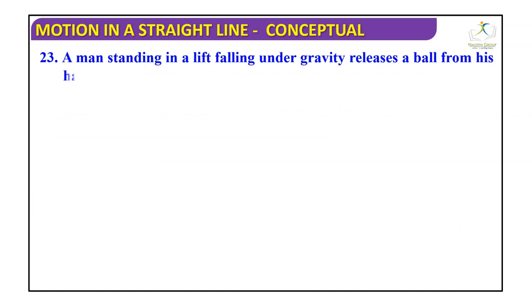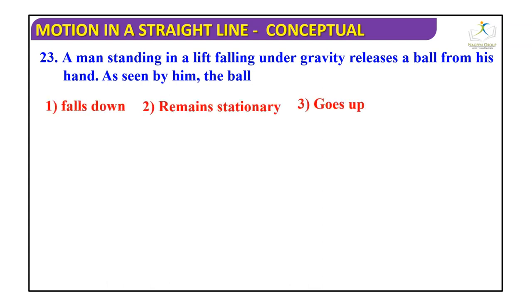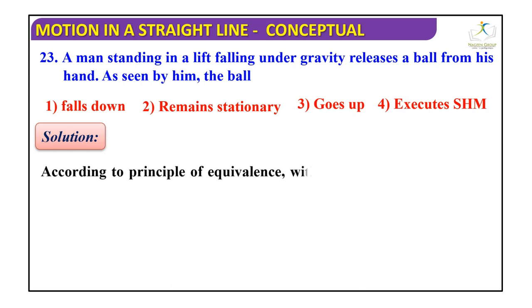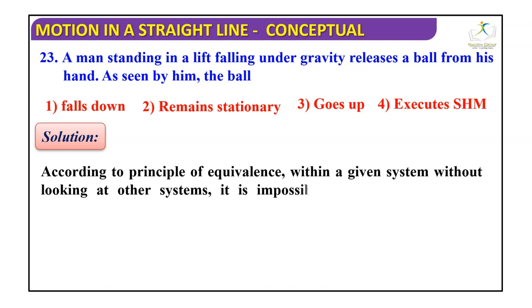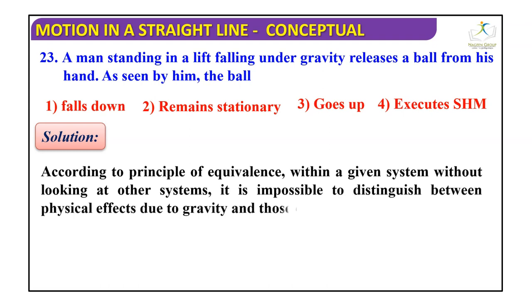Next question is, a man is standing in a lift falling under gravity. He releases a ball from his hand. As seen by him, the ball falls down, remains stationary, goes up, or executes SHM. The solution is, according to the principle of equivalence, within a given system without looking at another system, it is impossible to distinguish between physical effects due to gravity and those due to acceleration. Hence, the correct option for this question is 2.